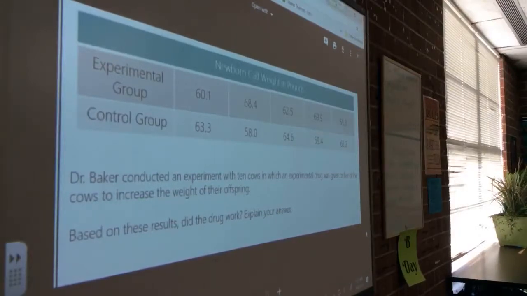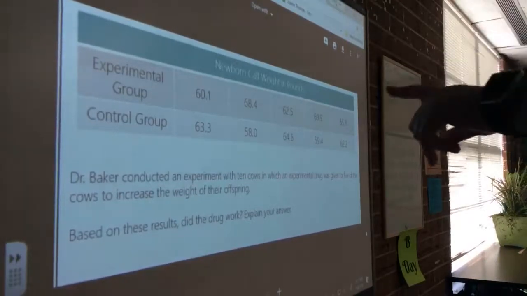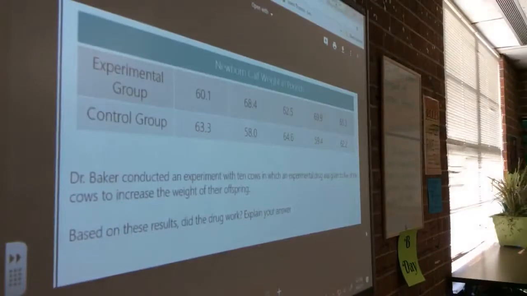The group that is exposed to the independent variable, which is the variable we change. It's the one we experiment on. So if we have a group that we experiment on, our control group is what we compare it to. So the experimental group is the cows that got the medicine to try to make bigger babies. The control group is the one that did not. We didn't mess with them any.